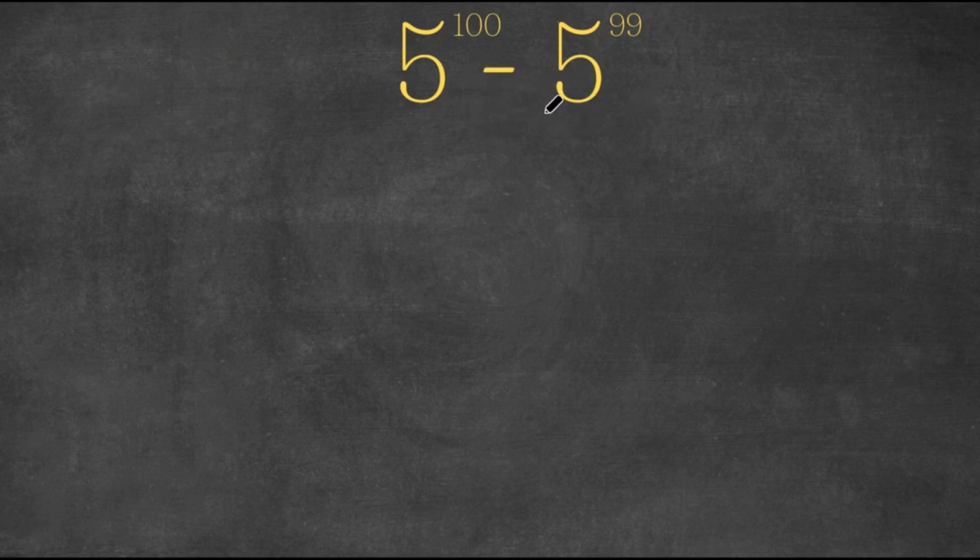So we have 5 to the power of 100 minus 5 to the power of 99. And what we're first going to do is we're going to expand this a little bit. Why don't we change the 5 to the power of 100 into 5 to the power of 99 plus 1. All we're doing is changing this exponent 100 into 99 plus 1, which is all completely legal. And we're still subtracting this with 5 to the power of 99. We're not changing anything with that.